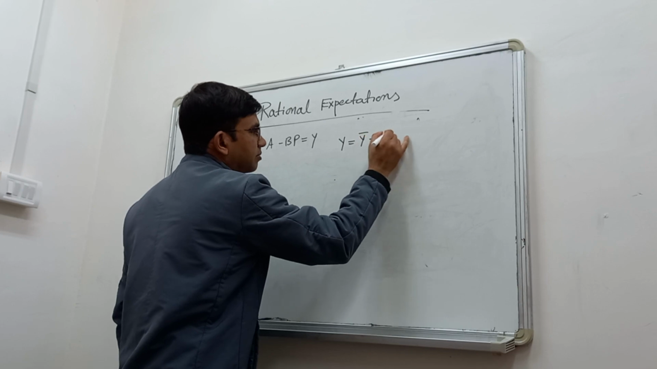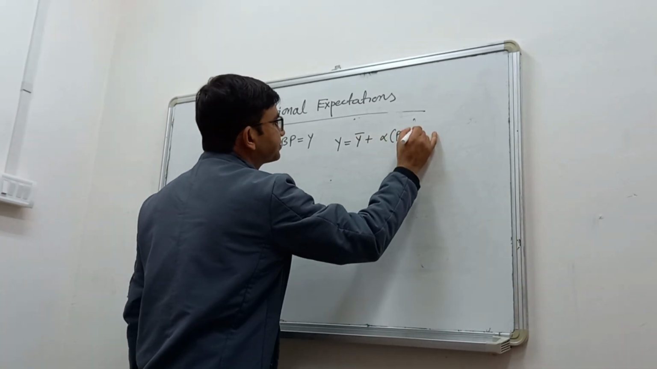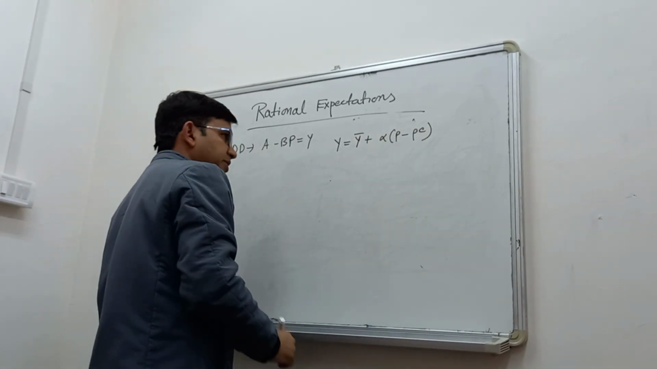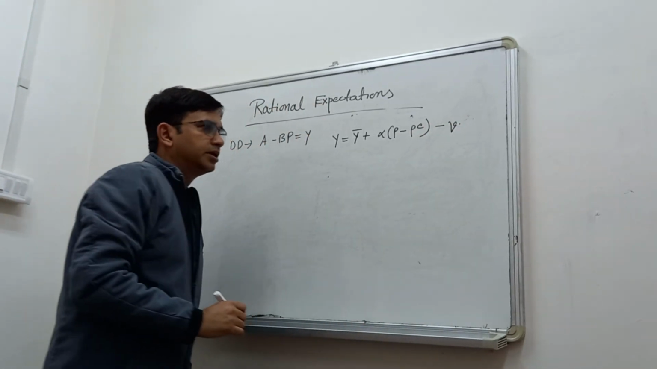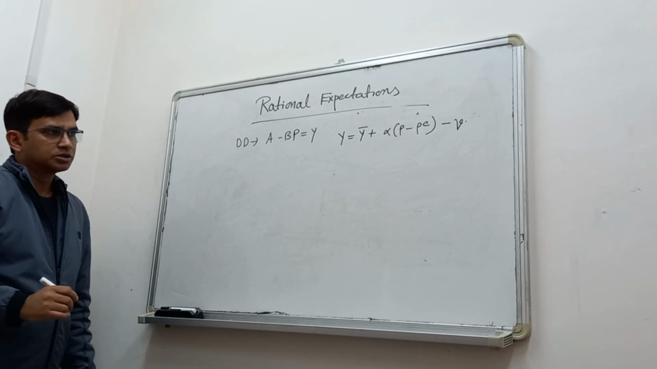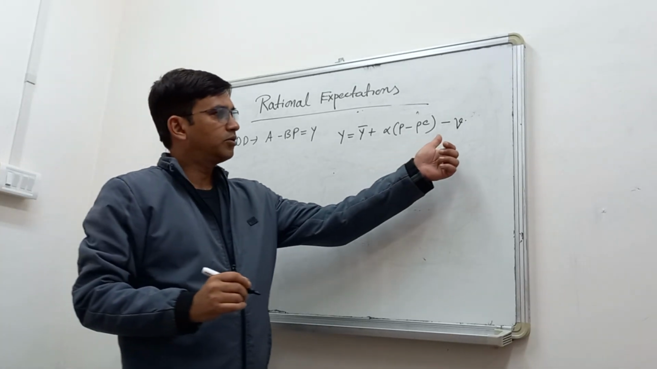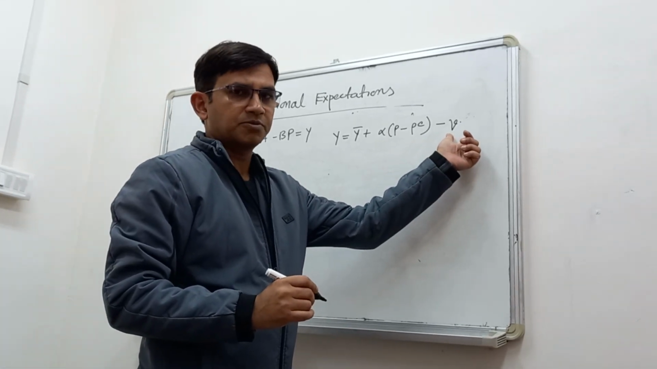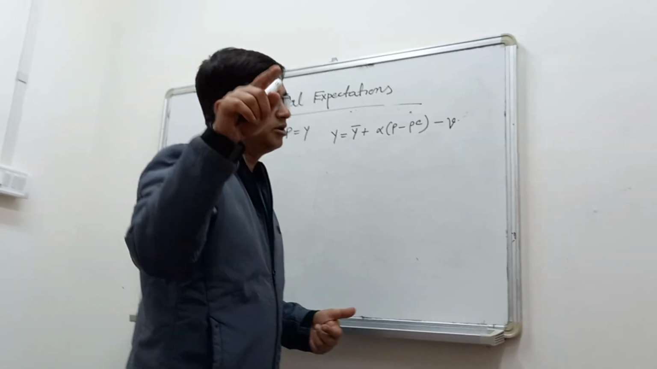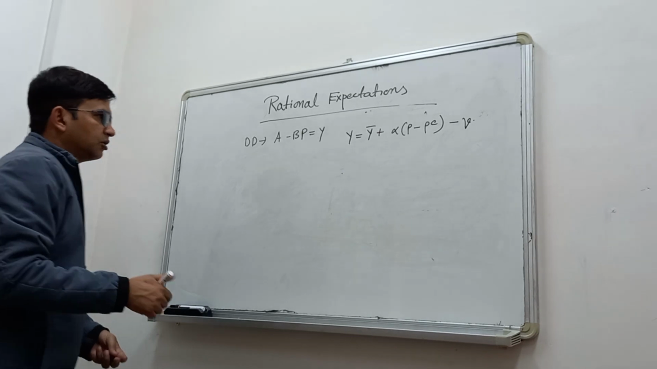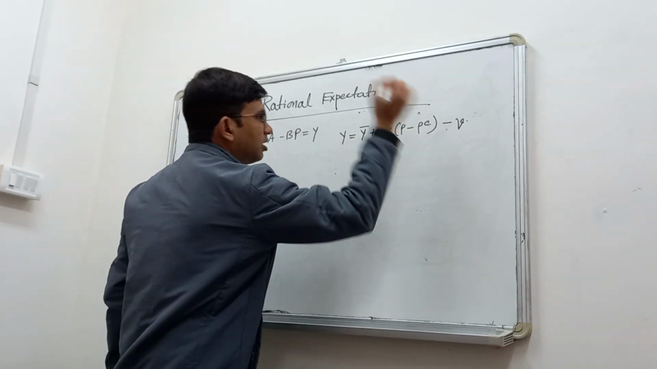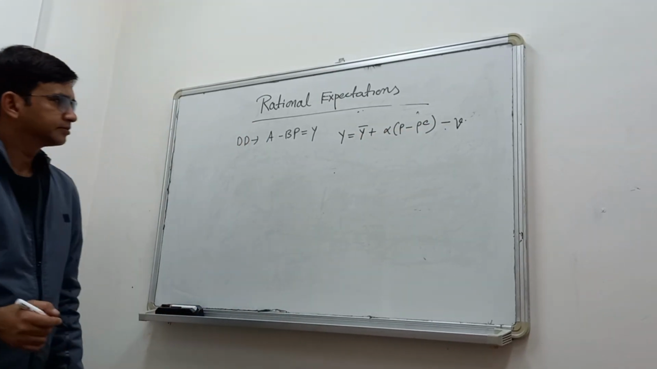y bar plus alpha into P minus Pe, minus v. So v is positive for a negative supply shock, and the value of v will be negative for a positive supply shock. So that's why we are giving the symbol minus.